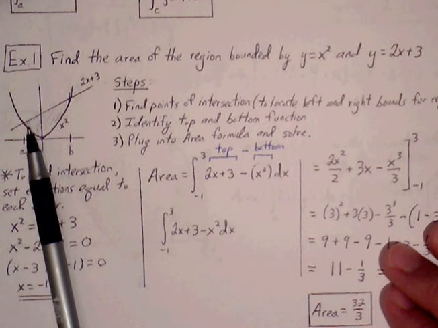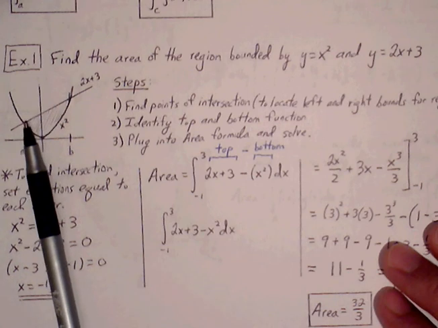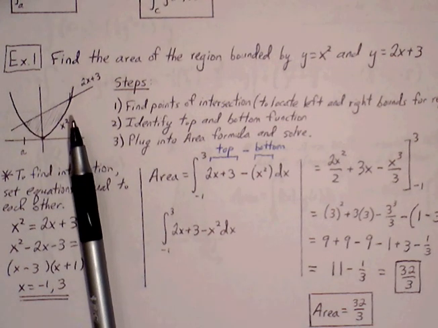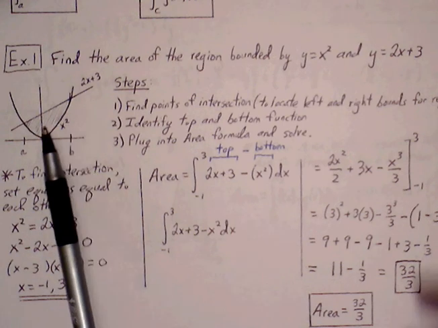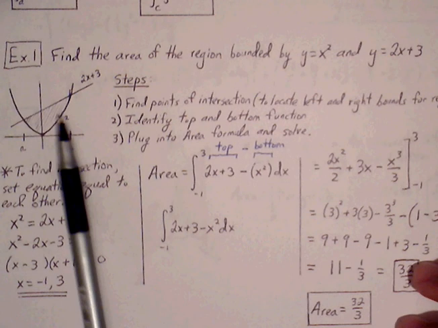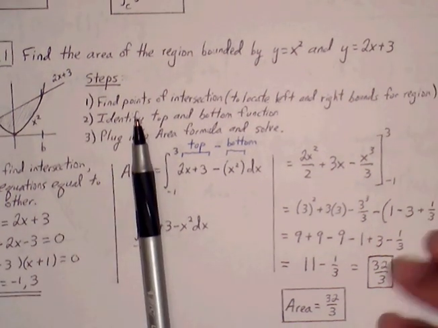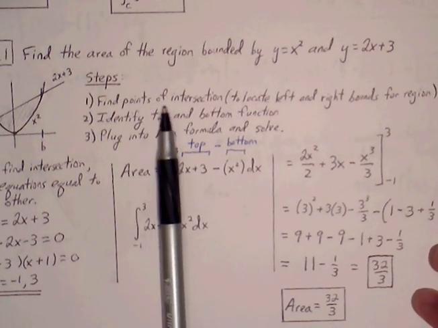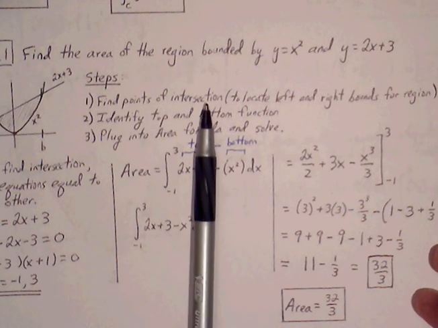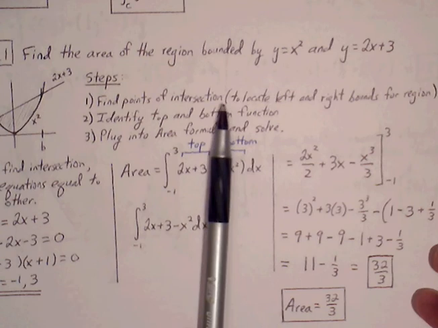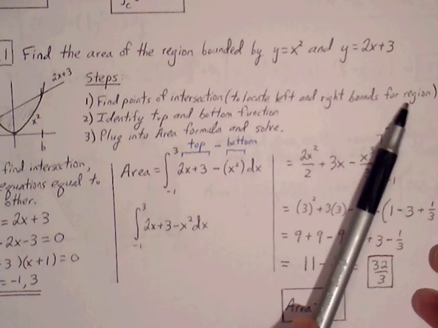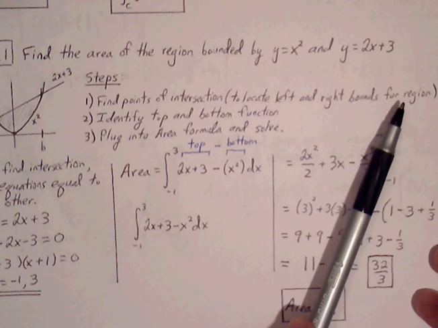And we are looking for the shaded region, the enclosed region created from these two graphs, which is the shaded region that I highlighted here. So here are the steps. We're going to first find the point of intersection if it's not given to us already. The reason for that is so that we can locate our left and our right bounds for the region that we're dealing with.